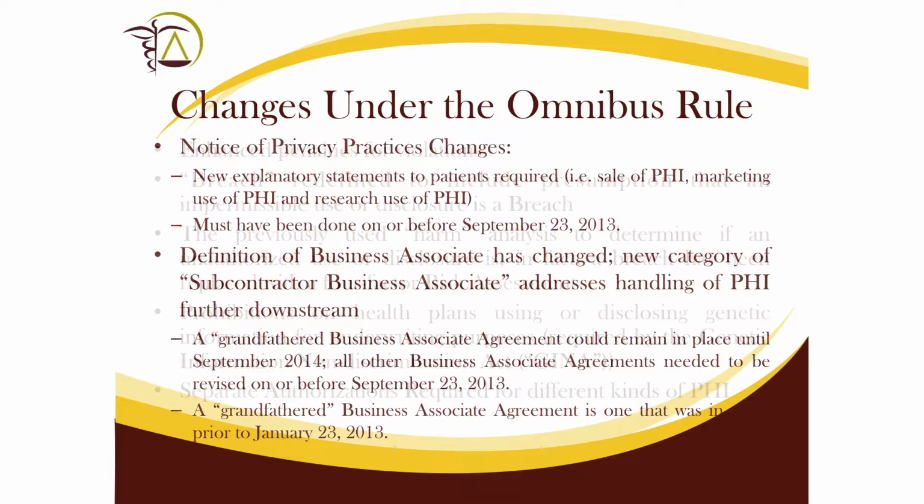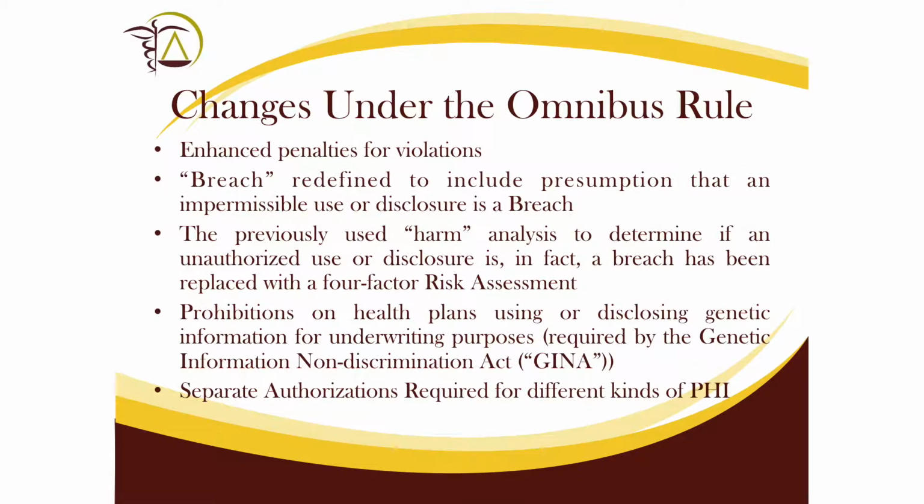More changes under the omnibus rule. Of course, there are enhanced penalties. The government likes to enhance penalties. They do it often. And breach has been redefined to include a presumption that an impermissible use or disclosure is a breach. Previously, if you thought you had a breach, there was an analysis that you went through, and unless that analysis resulted in the outcome that, oh yes, this was a breach, then you did not have to report it as a breach. Now there's a presumption that you had a breach, and the analysis has to show that there was not a breach. That previously used analysis was called a harm analysis. Now there's a 4-factor risk analysis, which I'll talk about in a couple minutes, more of the details of what that is.